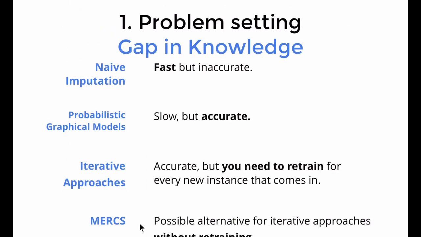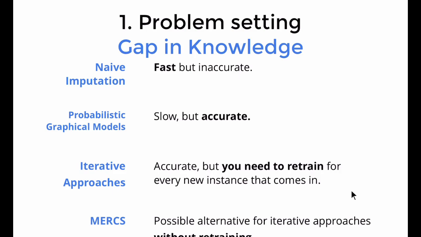So this identifies the gap in knowledge: naive imputation is fast but inaccurate. Probabilistic graphical models are slow but pretty accurate. I mean, probabilistic inference is rather expensive.